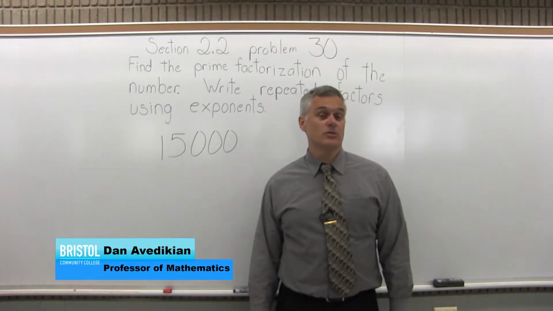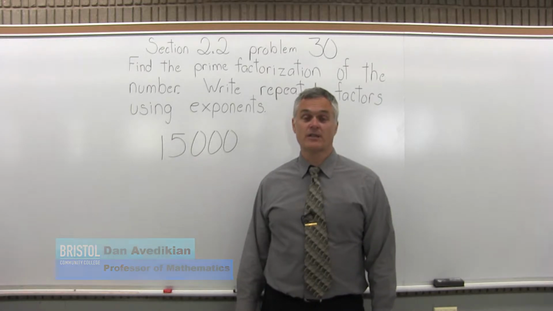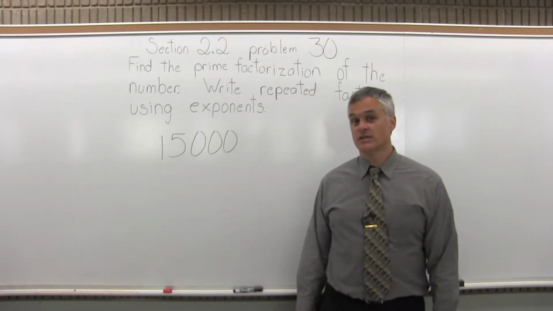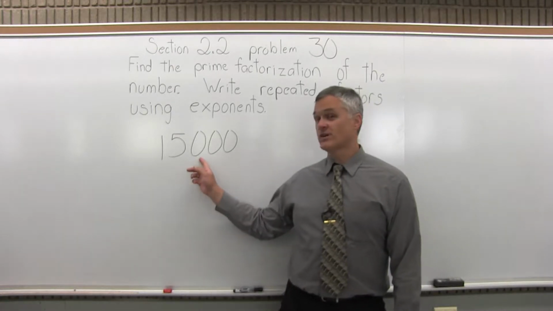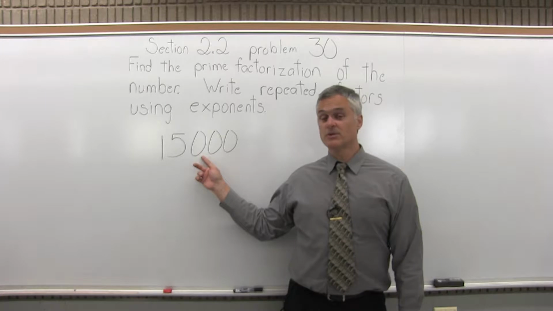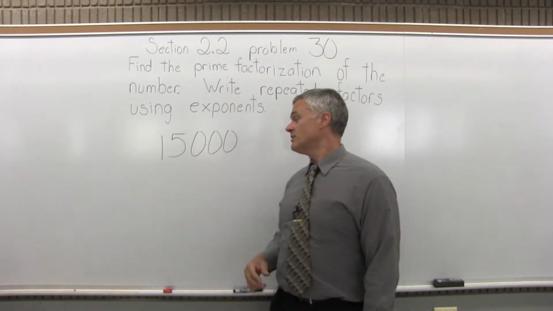This is Section 2.2, Problem 30. It says find the prime factorization of the number, write repeated factors using exponents, and the number we have to find the prime factorization of is 15,000. It's a very big number, but it'll split down quicker than it might seem.